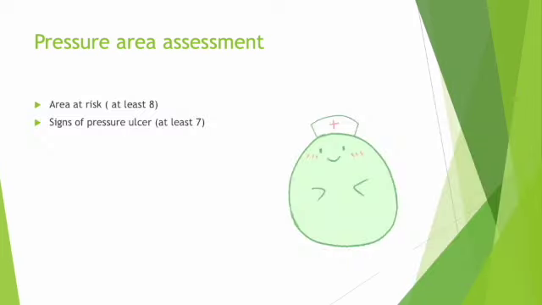Because next part you have to identify at least 8 pressure areas, and also have to answer at least 7 signs of pressure ulcer. But here, the pressure areas you put here need not match the scenario. Maybe in the scenario the patient is chair bound, but you can still put the back of the head, or also put here.